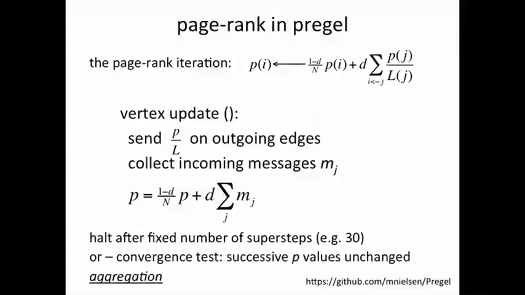So the goal is to compute the PageRank for every node in a graph. If there are n vertices in a graph, then there will be n values p_i, one for every vertex. Further, every vertex has L outgoing edges. So L_j is the number of outgoing edges that vertex j has.